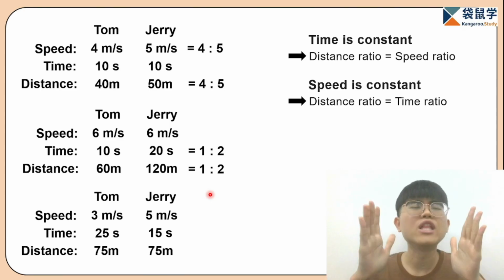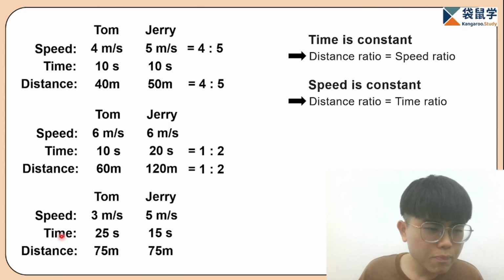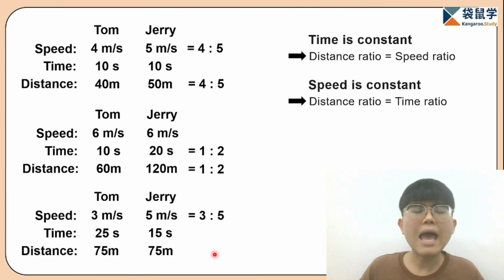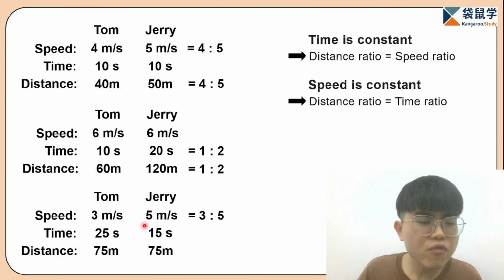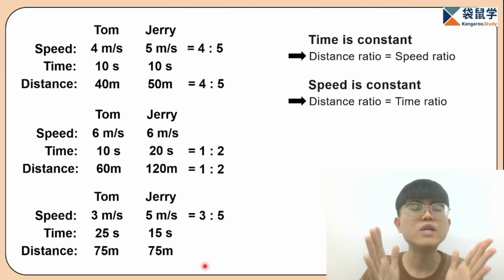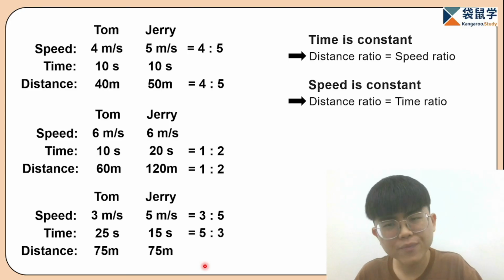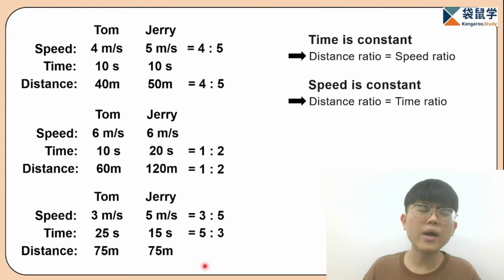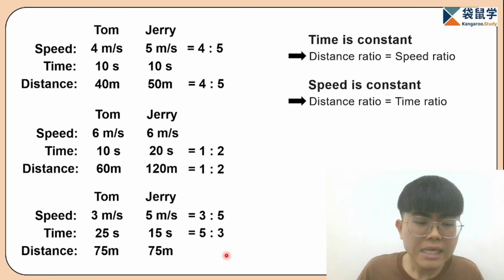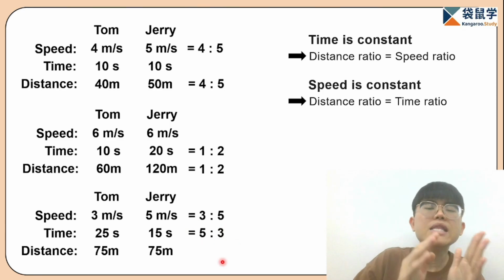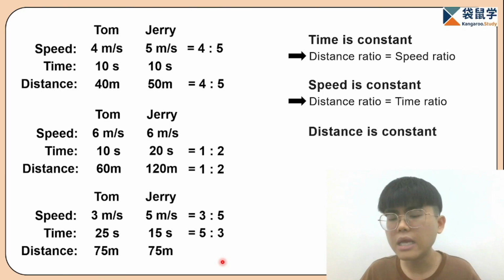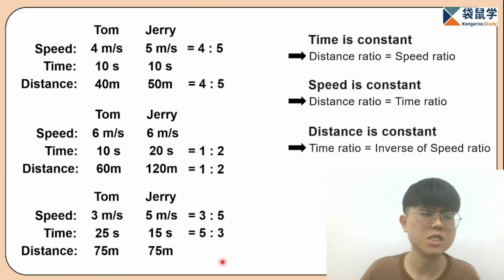And again, we look at the ratio. You can see that the speed ratio, 3 meters per second, 5 meters per second, will just be 3 to 5. And for the time, 25 seconds and 15 seconds, what will be the ratio? 25 to 15, after we simplify it, you will get 5 to 3. Now everyone, in the third example, when the distance is constant, we will realize that the time ratio is actually the inverse of our speed ratio. So the third example: distance constant, time ratio is the inverse of the speed ratio.